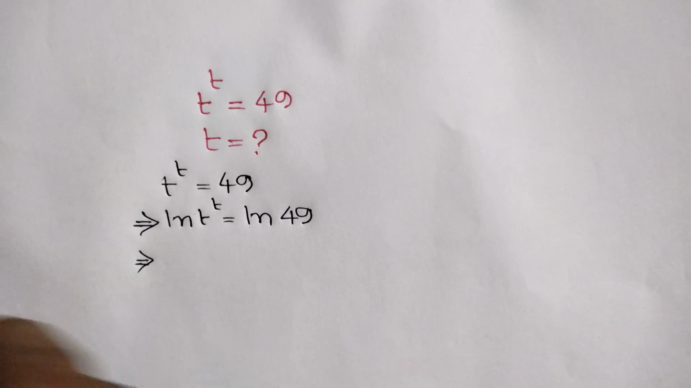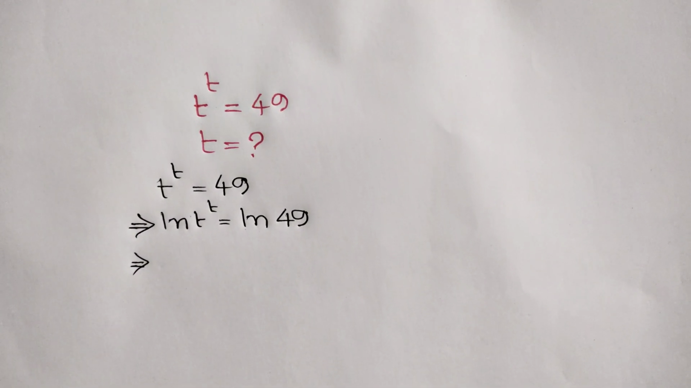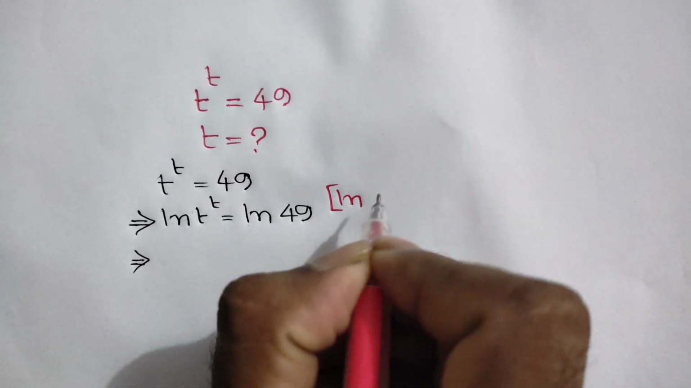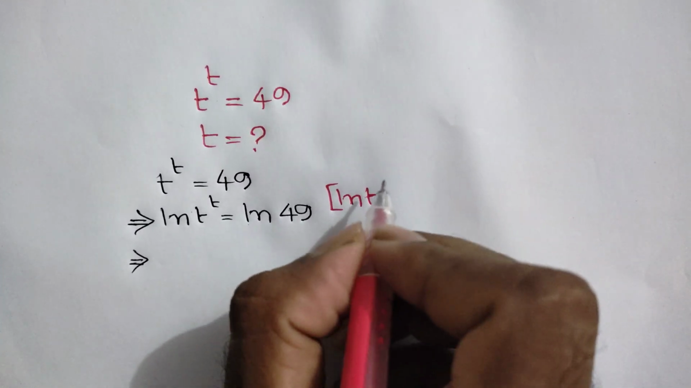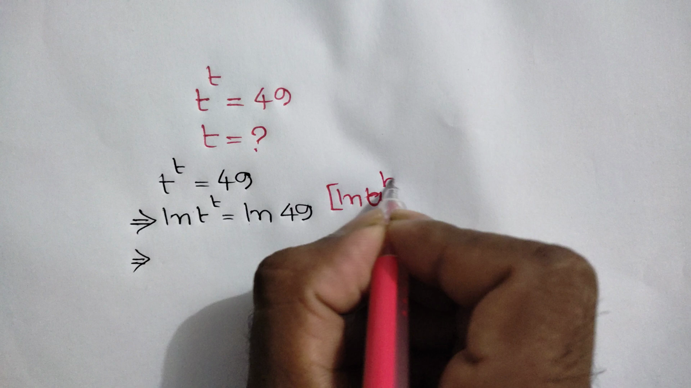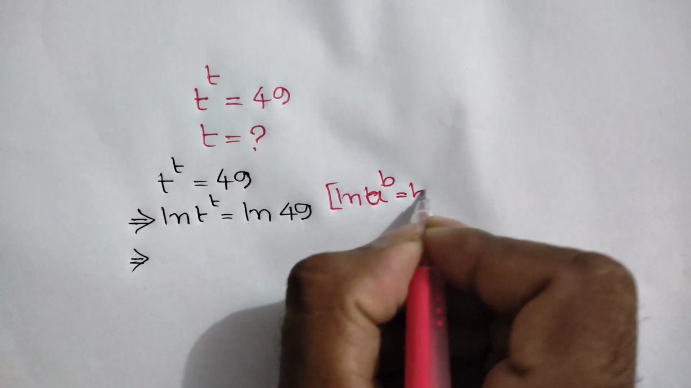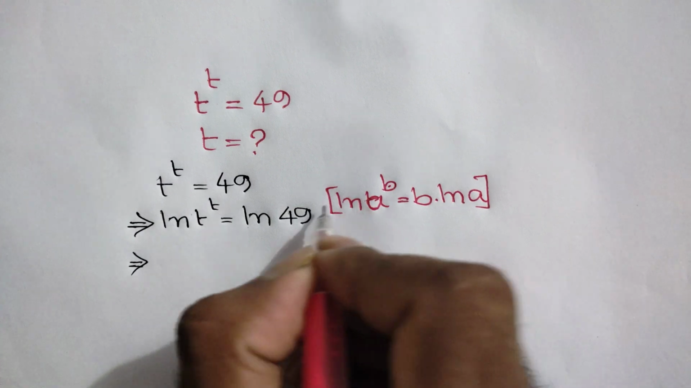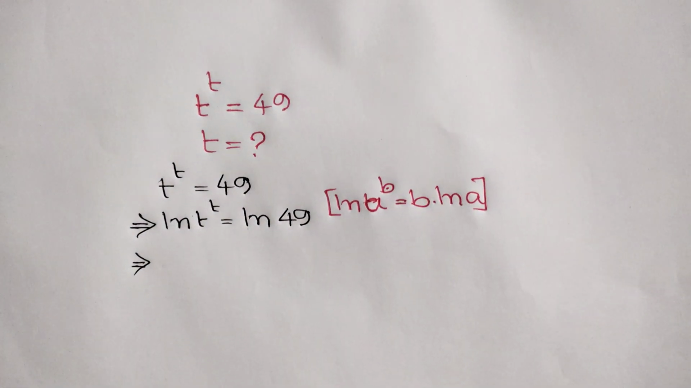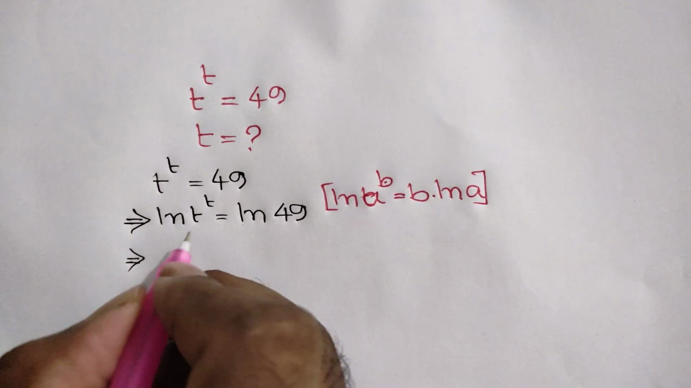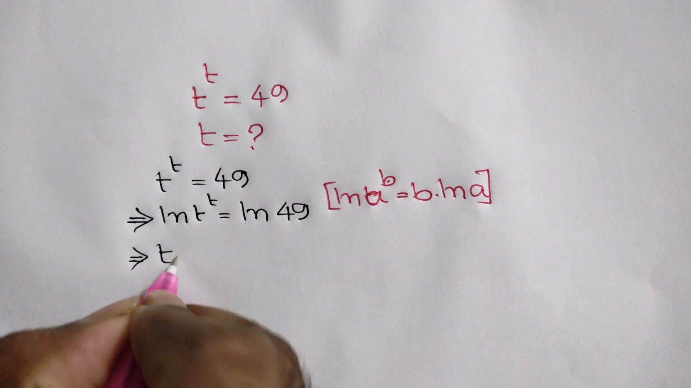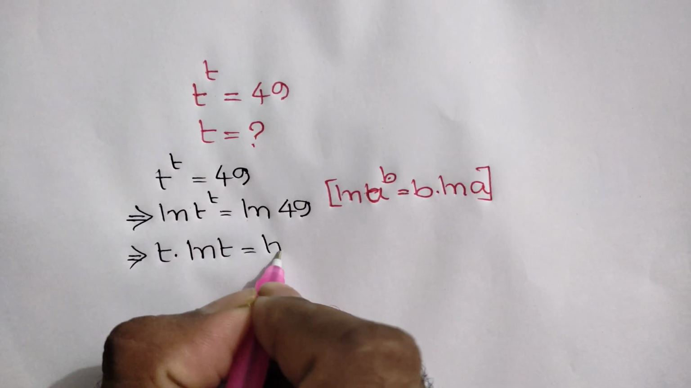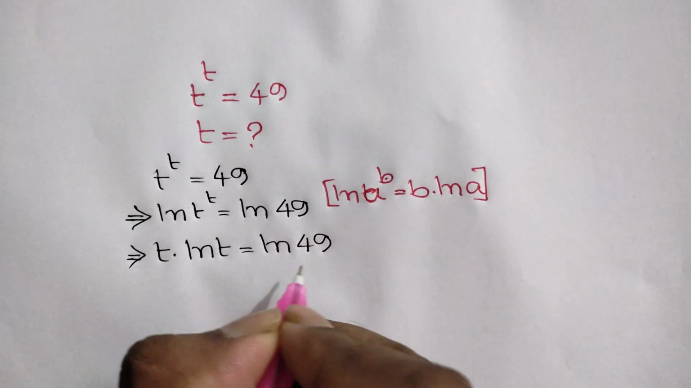Now we know the ln formula: ln of a to the power b is equal to b times ln of a. This b moves here, so applying this formula we can write t times ln of t is equal to ln of 49.